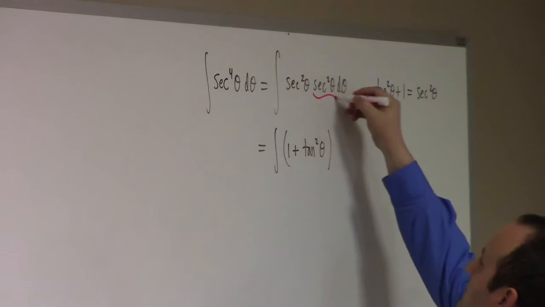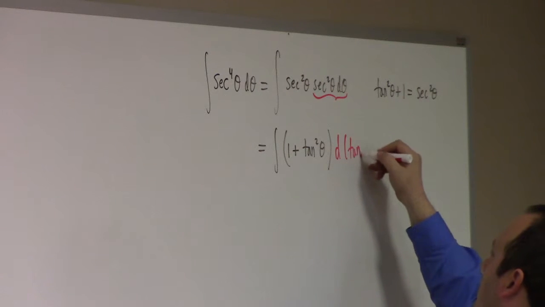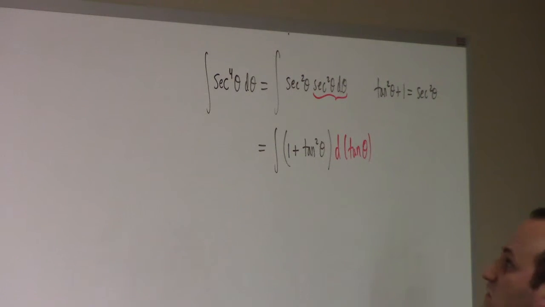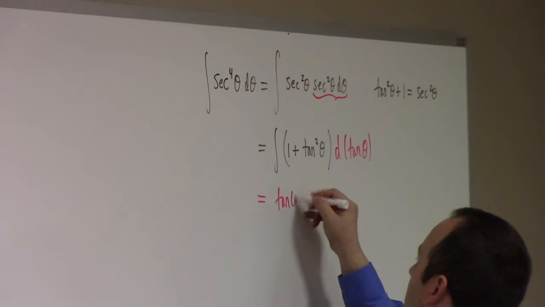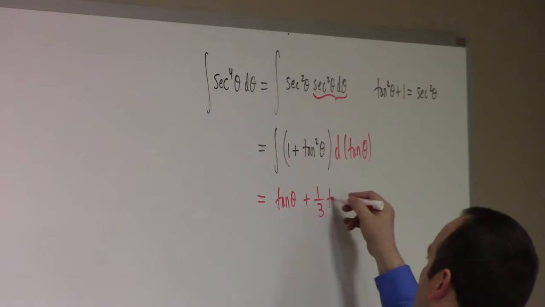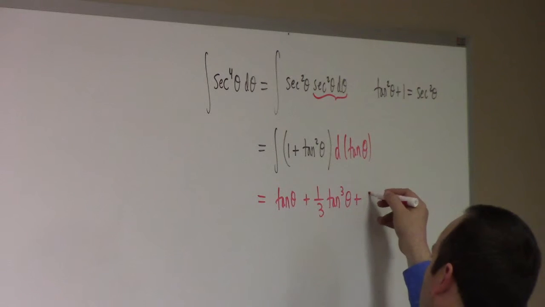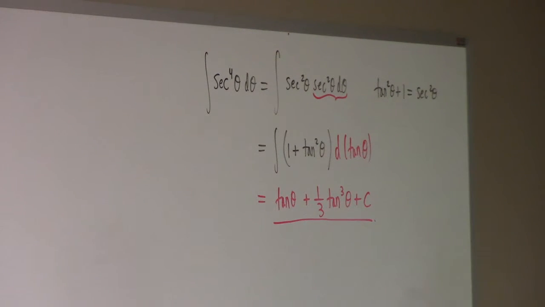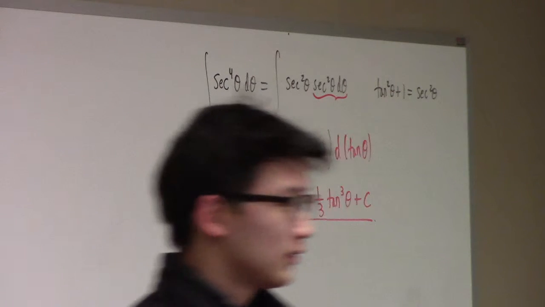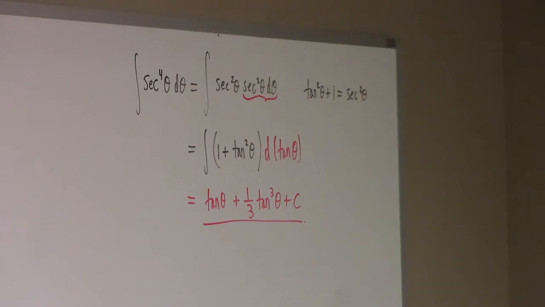Well, secant squared theta d theta is precisely the differential of the tangent. So that's d of tangent theta. So you can see we can make a tangent theta substitution, and we get tangent theta plus 1/3 tangent cubed theta plus a constant. So that's the integral of an even power of secant. You can kind of see that if you can do this one, well, remember what's the integral of secant squared? Tan. So these aren't bad.